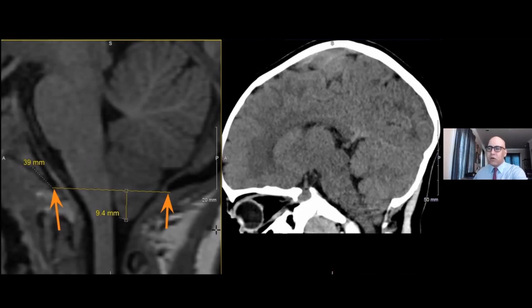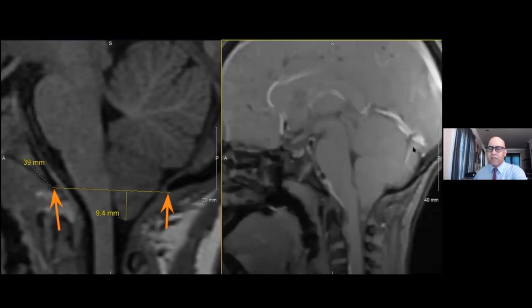But how do we determine how significant this is? Well, the extent of tonsillar descent is one mechanism. But another tool we have is CSF flow studies. This is a dynamically acquired cardiac gated phase contrast image. This is acquired sagittally at the level of the foramen magnum.